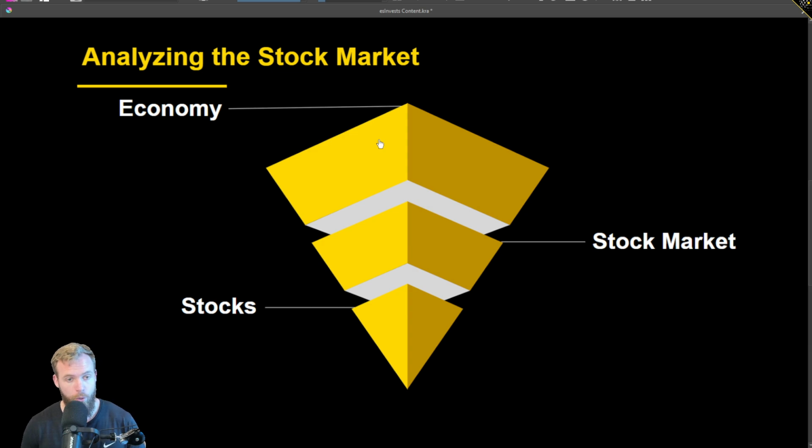So I'm going to start with the economy. Then I'm going to rotate over to the stock market. This is where I'm looking at things at a bit of a higher level, and then I'll get down into individual stocks. So let's start with what this process looks like. How do we start with the economy?